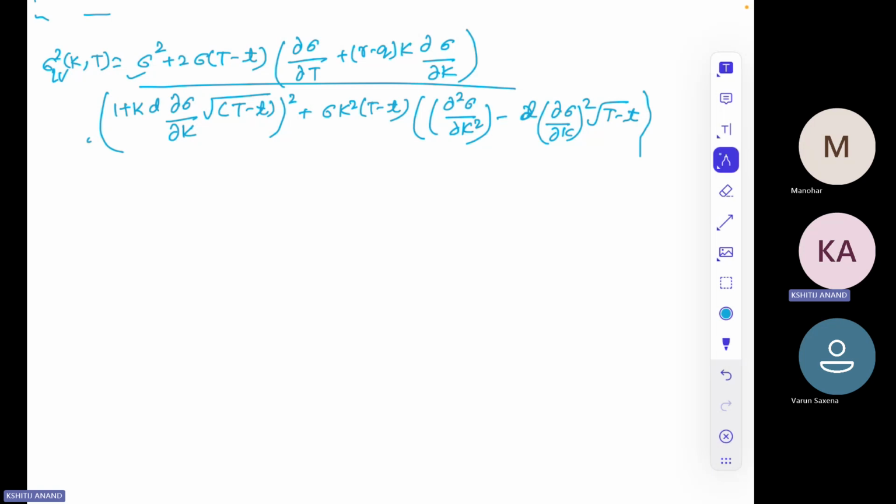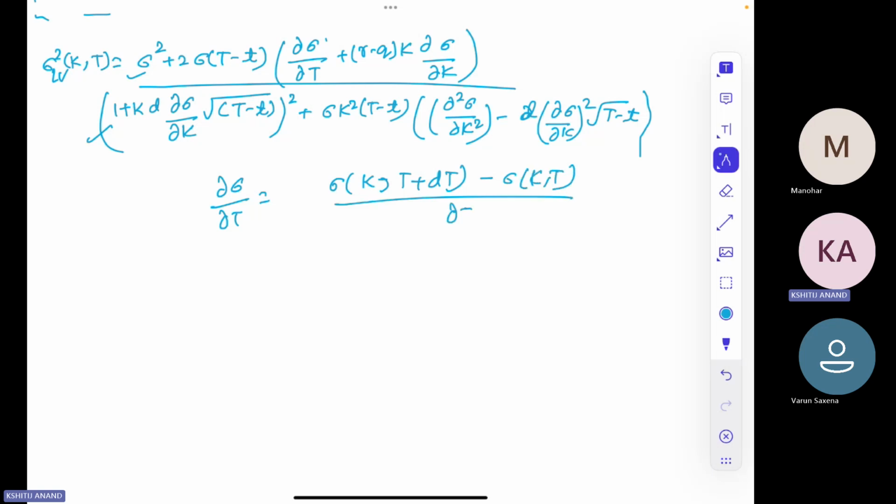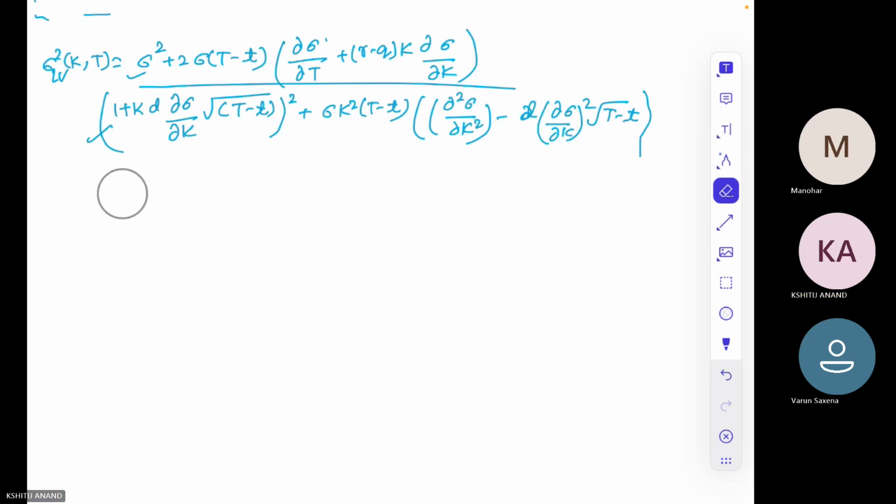In the numerator, all parts are easy. Let us say you want to find d sigma by dt. You will find sigma for a constant k and t plus dt, minus sigma for a constant k and t, divided by dt. So you have to calculate the numerator and the denominator, and once you do, you will get your local volatility.